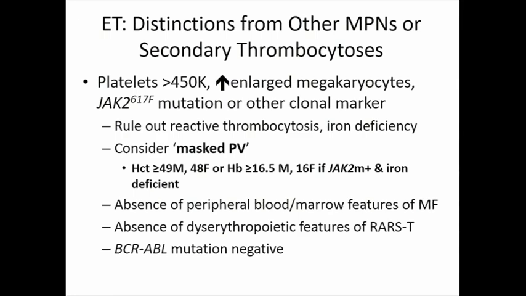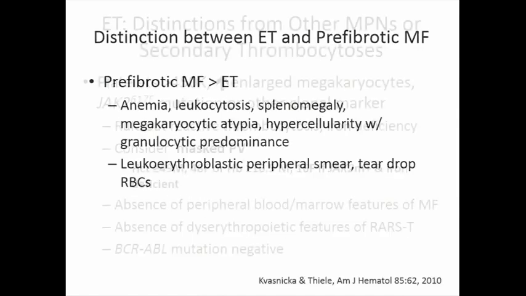And he had a retic count of 2%, as you noticed, which is pretty high for someone with this level. And so someone with this who has a low serum EPO, clearly one has an endogenous production of erythroid cells. One also needs the absence of peripheral blood or marrow features of myelofibrosis, absence of dyserythropoietic features of RARS-T, and BCR-ABL mutation negative. So that's what we have for this patient.